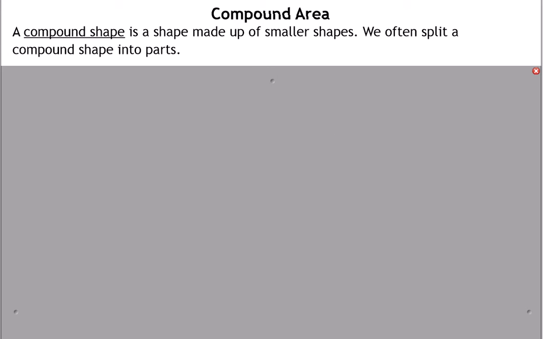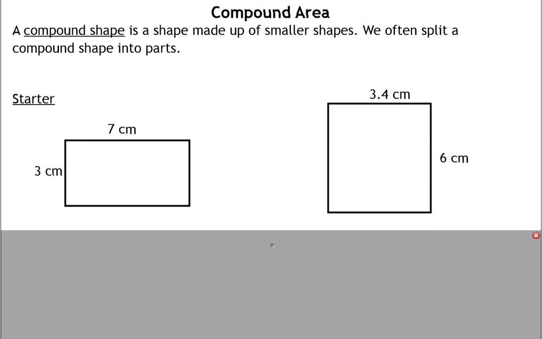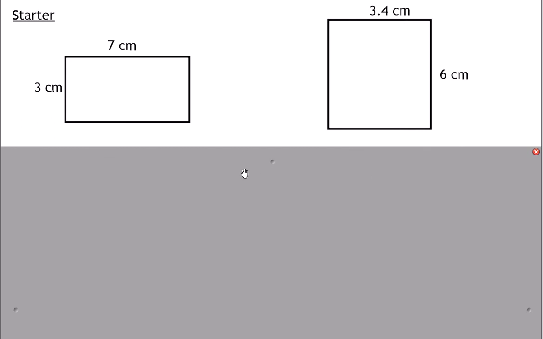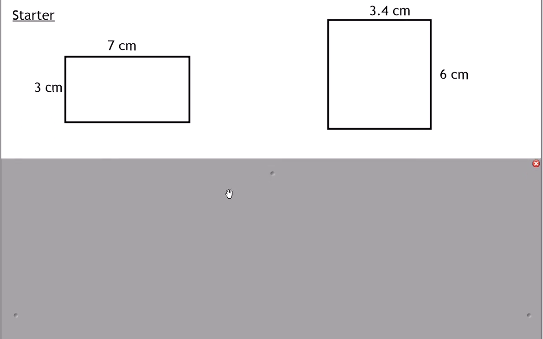So before we get into the compound shapes properly though, I just want to go over some rectangles and triangles from last week. So what I'd like you to do is to first of all draw those two rectangles. I'd like you to work out the area and the perimeter for both. So pause the video, and then when you're ready, press play.